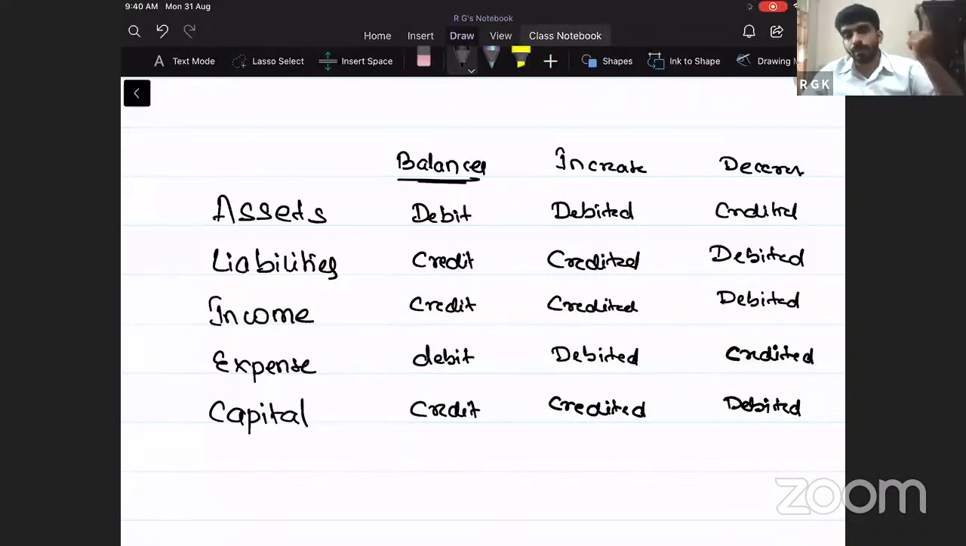Okay, now increase and decrease. Asset, when increased, it will be debited. When decreased, it will be credited. Liabilities, when increased, credited; decreased, debited. Income, when increased, credited; when decreased, debited. Any expense, when increased, debited; when decreased, credited. Capital, when increased, credited; when decreased, debited.